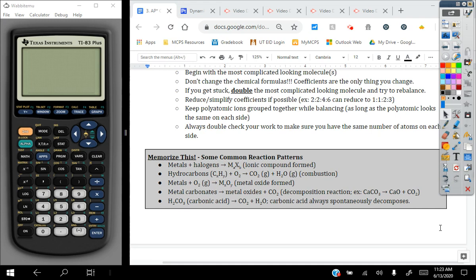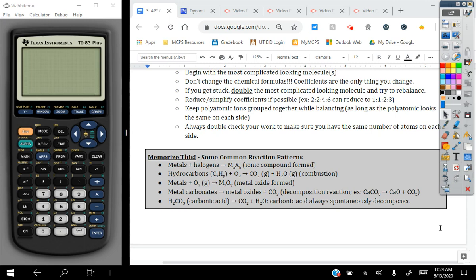Metals can oxidize, aka they can rust in the presence of oxygen to form a metal oxide. Metal carbonates can decompose. That carbonate ion can be unstable, and we'll see that with carbonic acid in a minute, but as a result of it being unstable, CO2 can be released by a carbonate as it decomposes. So we form a metal oxide and CO2 by decomposing a metal carbonate such as calcium carbonate.